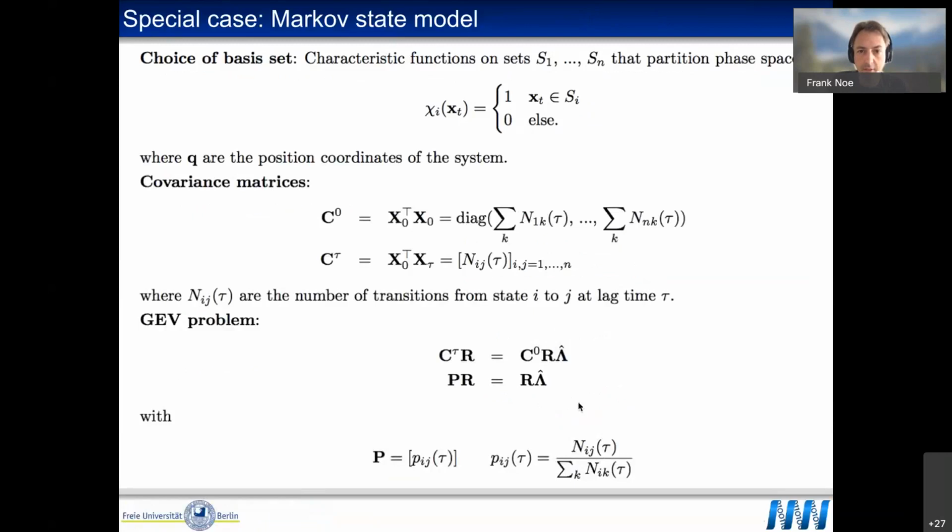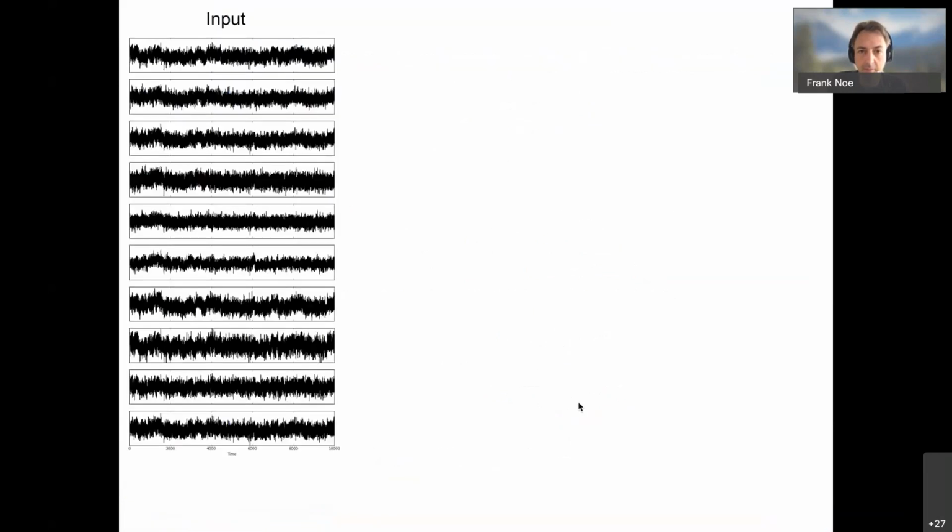Okay, this is just a formulation of the algorithm, but let me give you an example. So here is a 10-dimensional time series. And there are actually slow processes in this time series, but it's very hard to see that in these 10 variables.